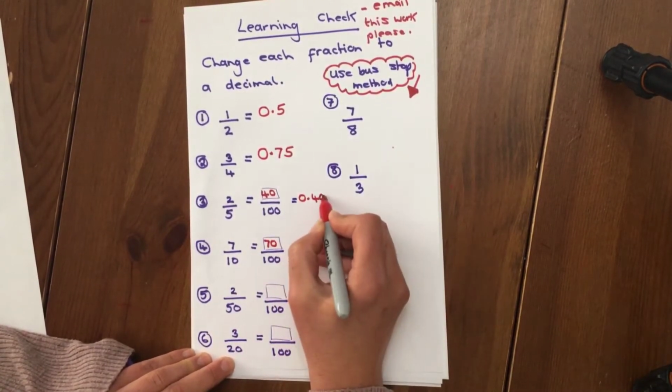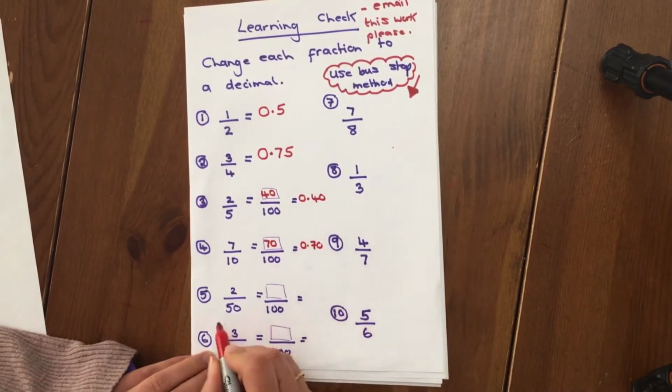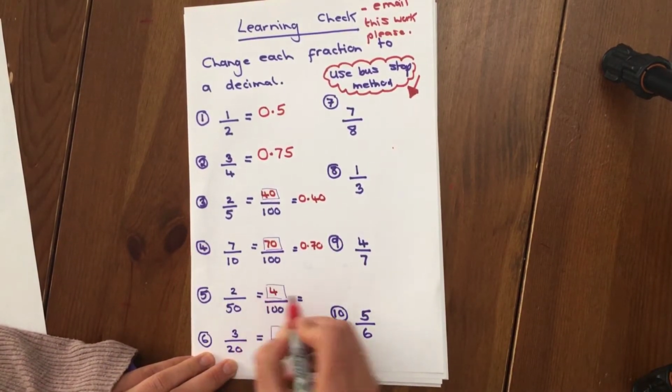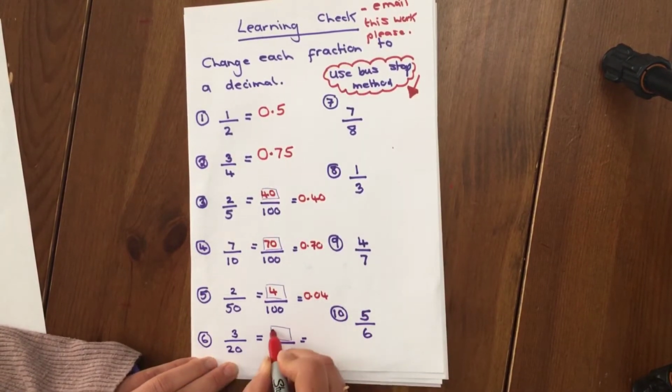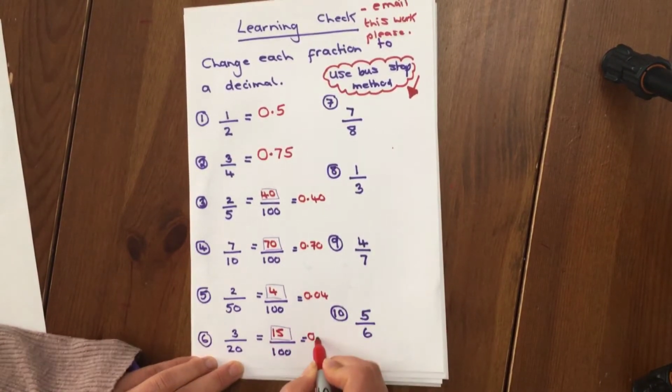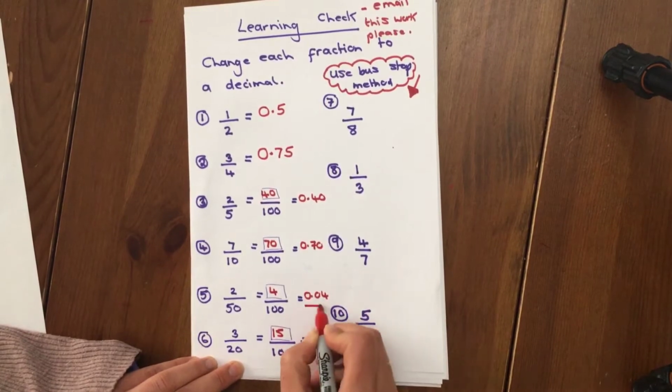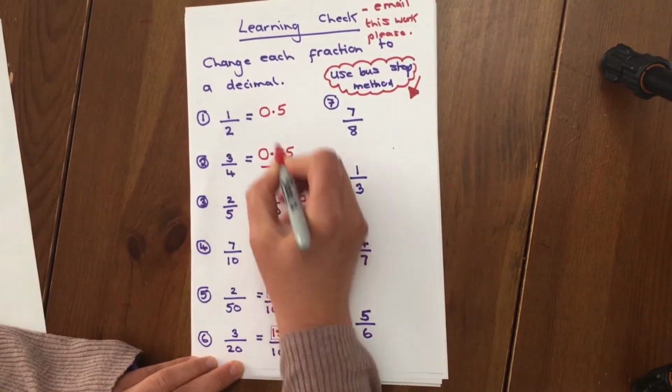You could have written it like that, 70 hundredths. Times top and bottom by 2, so 4 hundredths. Times top and bottom by 5, so 15 hundredths.